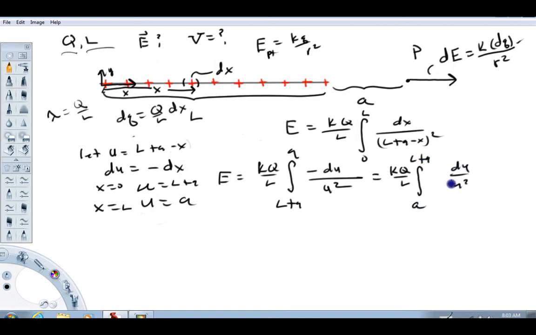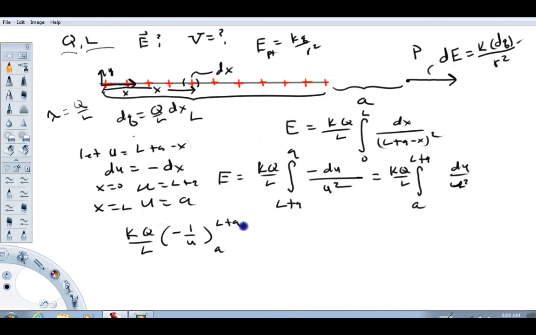du over u squared. And again, if you're not familiar with that, I've got other videos about making integration and limits and things like that, and how to handle that. But that's just coming from absorbing this integral into the limits. Now, this is the integral of du over u squared, so we're going to end up with kq over L. Let's see, antiderivative of u to the minus 2 is minus u to the minus 1. So this is going to integrate to this, evaluated from A to L plus A.